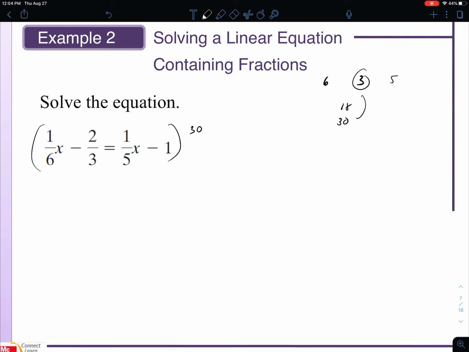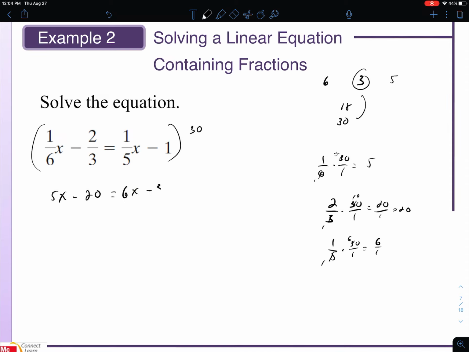And so if I do 1 over 6 times 30 over 1, that's going to be 1, that's going to be 5, so that's going to be 5x. 2/3 times 30 over 1, 3 into 3 is 1 time, that's going to be 10. 20 over 1, that's going to be my 20, right? And if I do 1 over 5, 30 over 1, 5 into 5 is 1 time, into 30 is 6, 6 over 1, that's going to be a 6x minus 30, right?